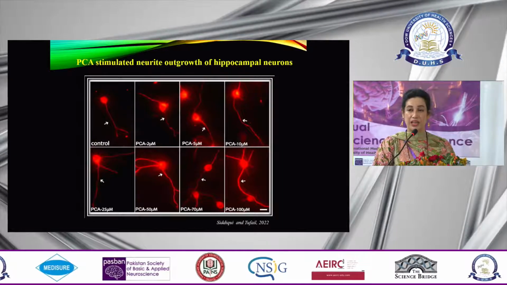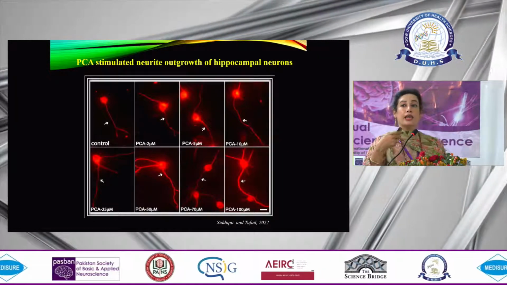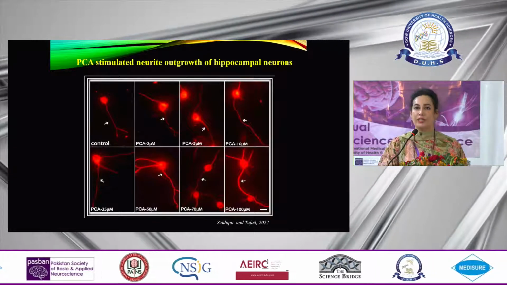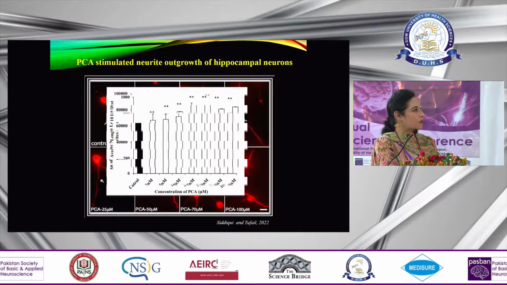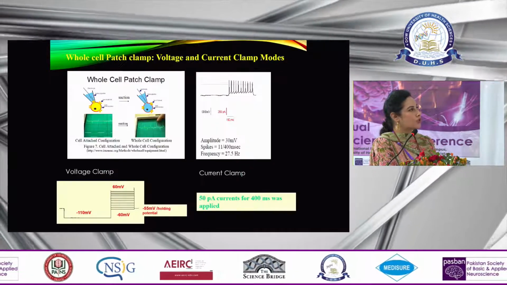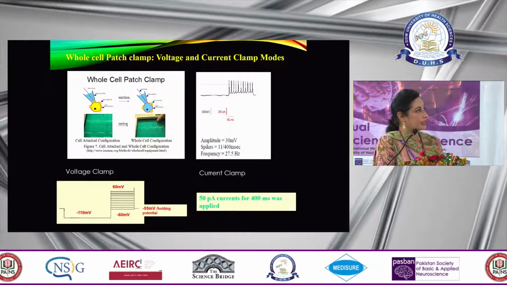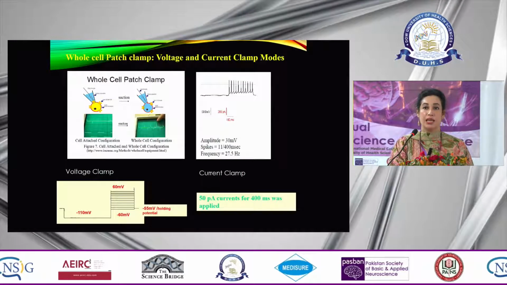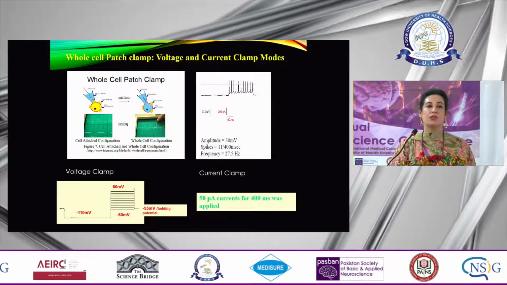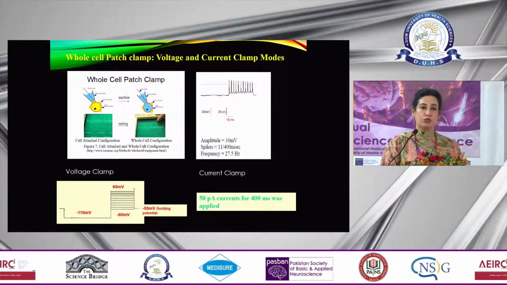At all the concentrations that we tested, we identified that protocatechuic acid has the ability to increase neurite outgrowth. Both the mean length of the 10 longest neurites as well as the sum of the longest neurites were increased. Then we used current clamp mode, because when demyelination takes place, it also affects the sustained repeated firing.